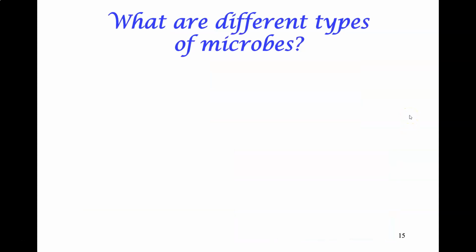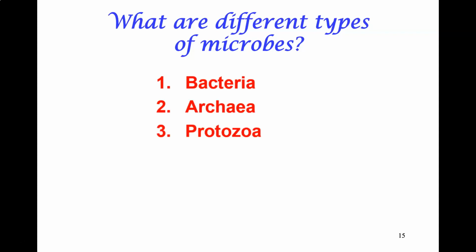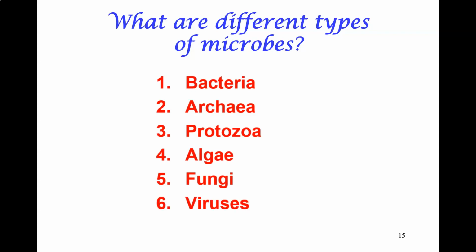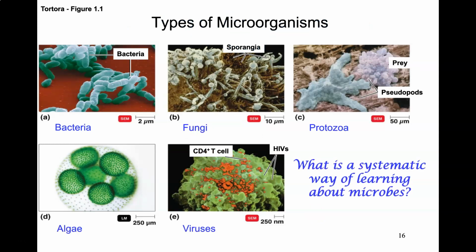So what are the different types of microbes? Again, we have bacteria, archaea, protozoa, algae, fungi, and viruses. So we're going to cover each one of these briefly in this introductory part. So here's just an example of their pictures. Okay, single-celled bacteria. Here are some fungi and protozoa and algae and viruses.